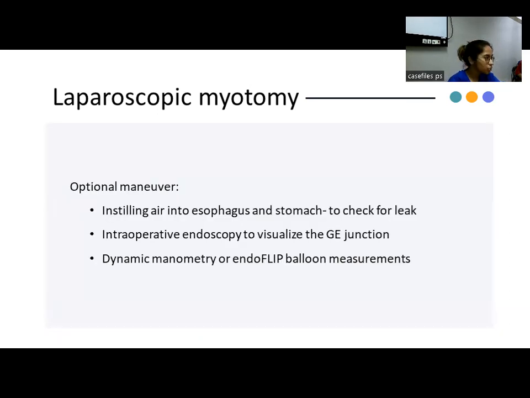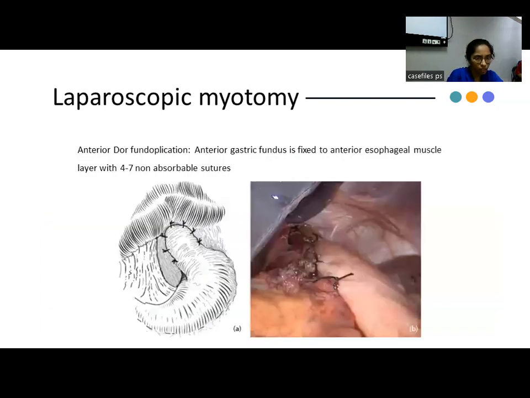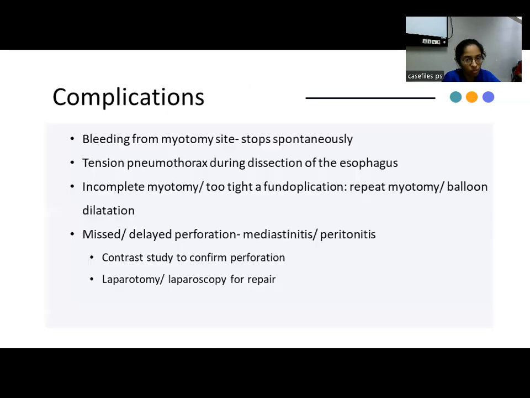Some of the optional maneuvers which can be employed after the myotomy are instilling air into the esophagus and stomach to check for a leak, or an intraoperative endoscopy to visualize the GE junction, and dynamic manometry or EndoFLIP balloon measurements can be employed to check the adequacy of the myotomy. An anterior Dor or a posterior Toupet fundoplication is usually carried out, and the gastric fundus will be fixed to the anterior esophageal muscle layer with non-absorbable sutures.